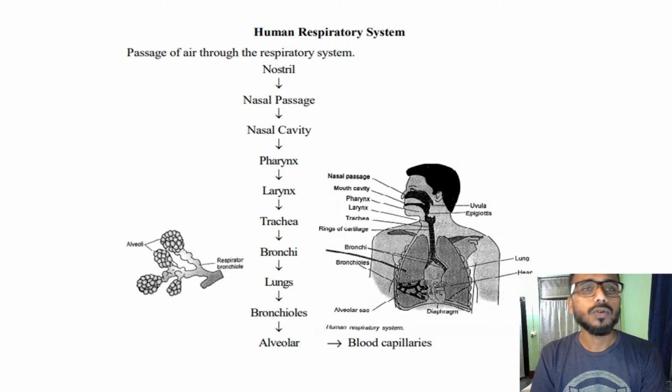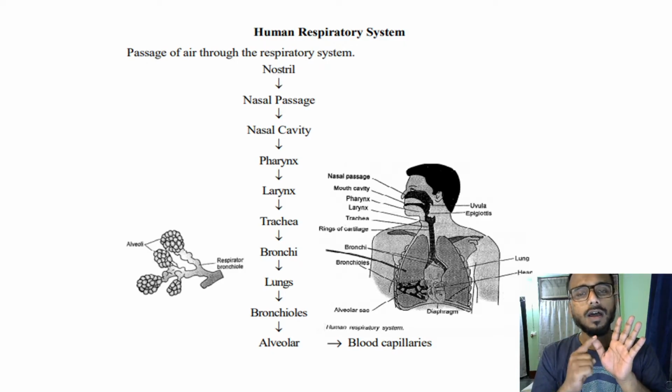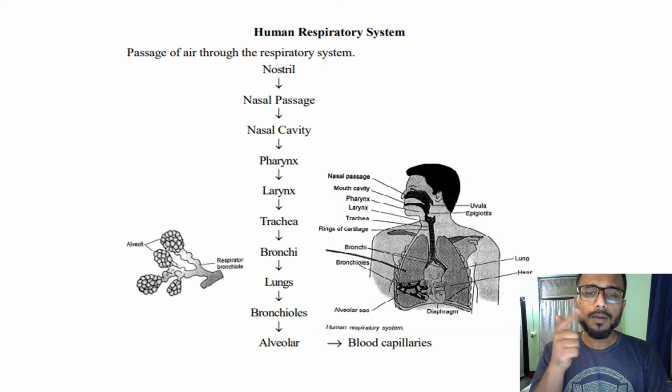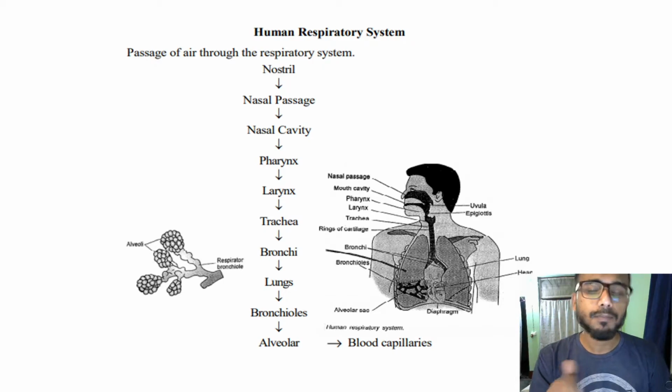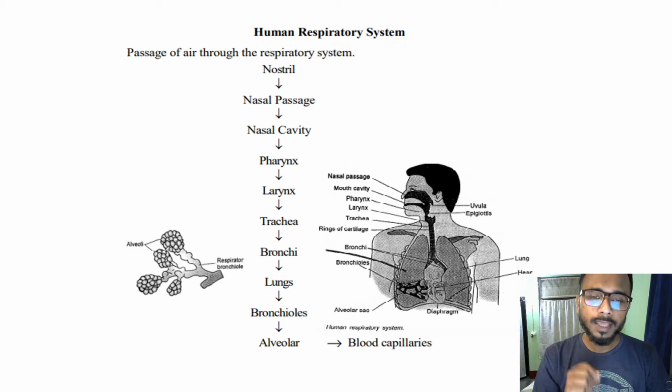So remember this representation I have given for your easy remembrance. See: nostril, nasal passage, nasal cavity, pharynx 4, larynx 5, trachea, bronchi, lungs, bronchioles, alveolar 10, and the last one is blood capillaries. So 11, the passage of air goes through 11 different parts: nostril, nasal passage, nasal cavity, pharynx, larynx, trachea, bronchi, lungs, bronchioles, alveolar, and blood capillaries.